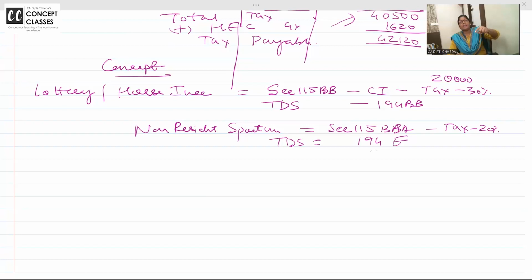194 is applicable for whom? Payer. Then 115 BBA is for payee, कि आपके हाथ में ना ये income. Now sometimes what is happening? I am into 30% tax rate. I am getting interest income. Okay. From AB company. Are you all with me?